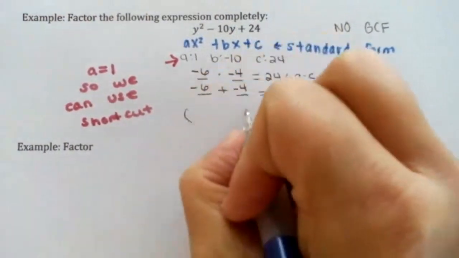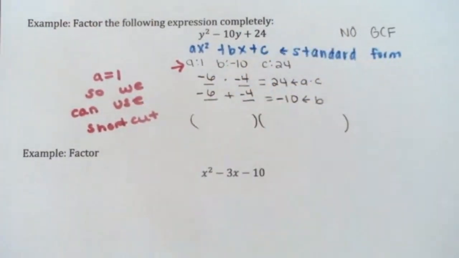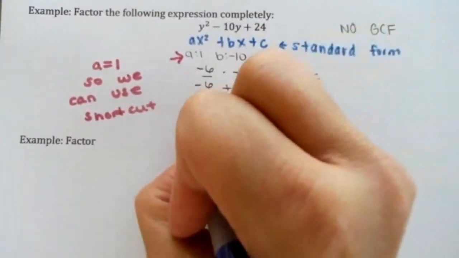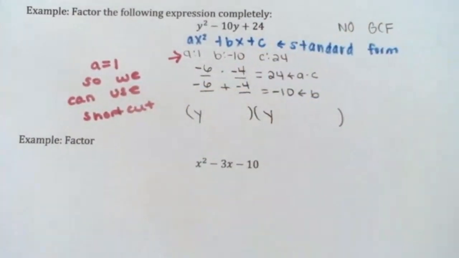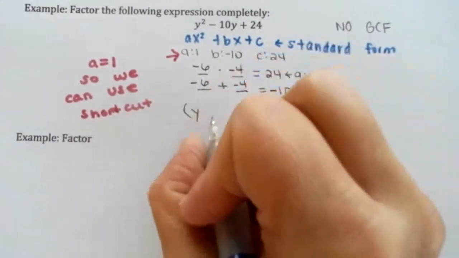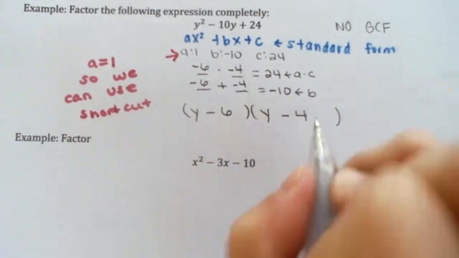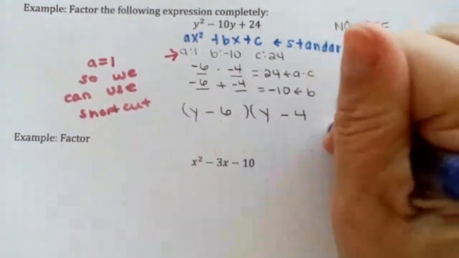Our shortcut says that we go straight to our two factors. So we know we're going to have two factors. So it says y squared. Our variable is y. And then in our blanks are -6. So that means y minus 6 is one factor. And then -4. So y minus 4 is our other factor.